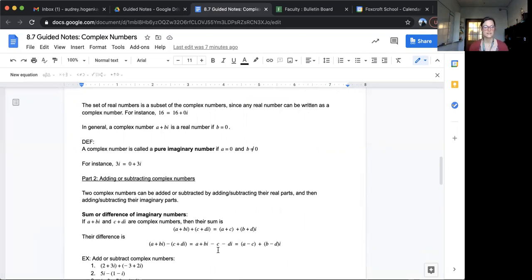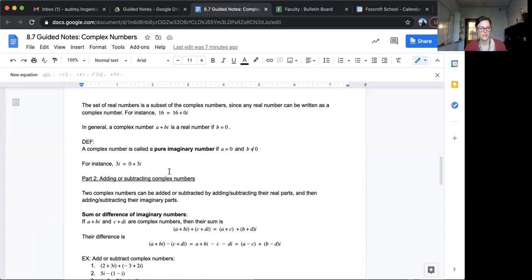For instance, 16 is equal to, we could rewrite that as, 16 plus 0i. So we have written the number 16 as a complex number. We've taken a real number and written it as a complex number. In general, a complex number a plus bi is a real number if b equals 0, because 0 times i is just 0, so you're essentially adding nothing and you're left with your regular real number.